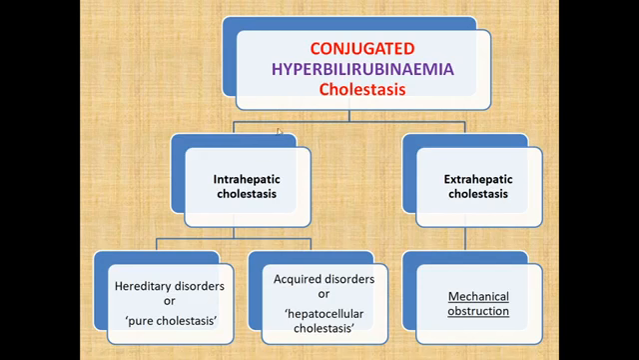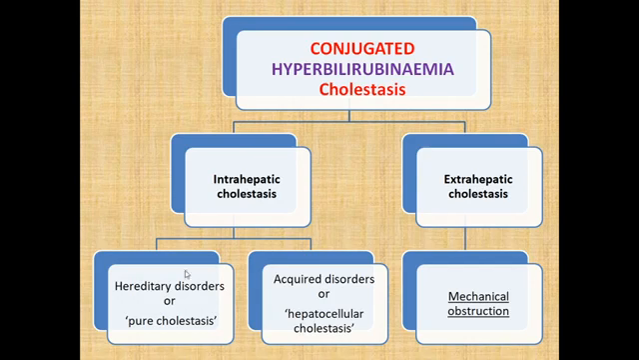Second part, conjugated hyperbilirubinemia or cholestasis. There are two types, either intrahepatic or extrahepatic cholestasis. Remember the morphology of the hepatocyte. There are three surfaces of the hepatocyte. One facing the sinusoids and the space of Disse. Second one facing neighboring hepatocytes, and the third surface is the canalicular surface. So either there is a problem at this canalicular surface, meaning intrahepatic cholestasis, or there is a problem at the bile duct level outside the liver, which is known as extrahepatic cholestasis.